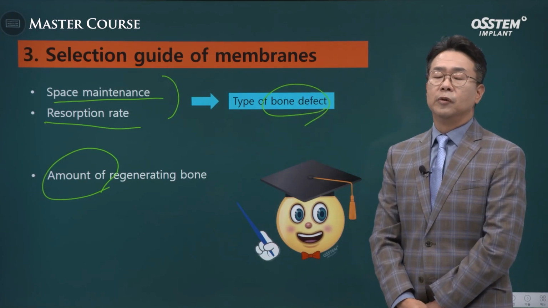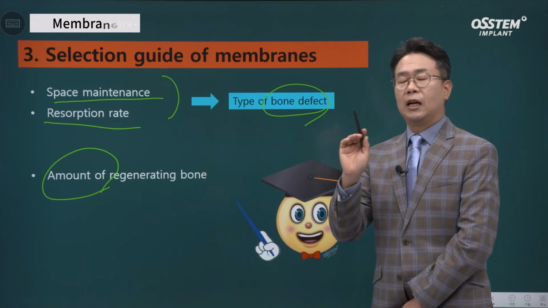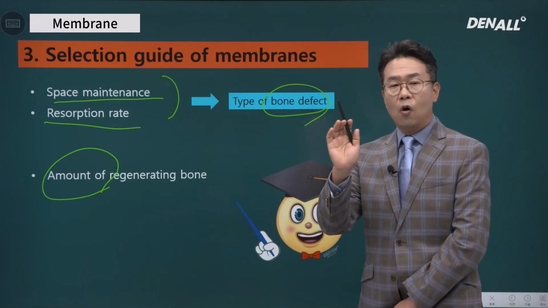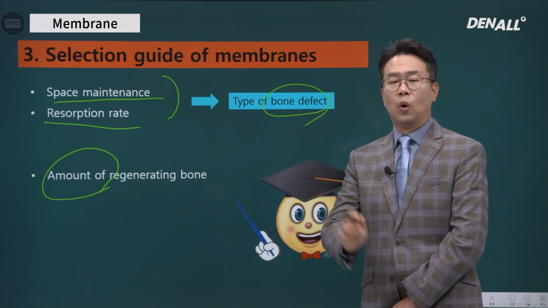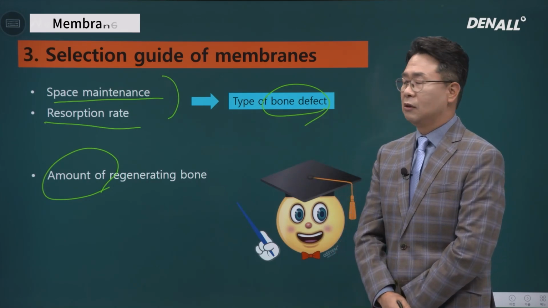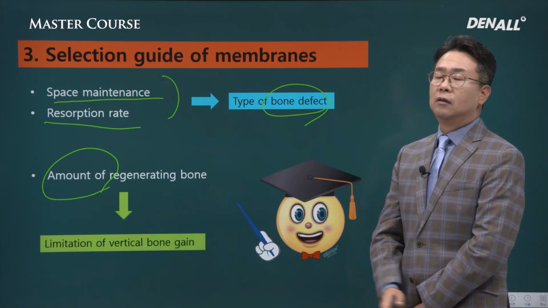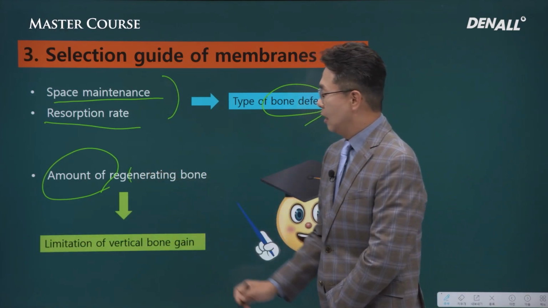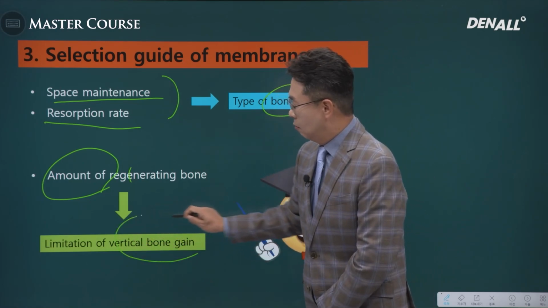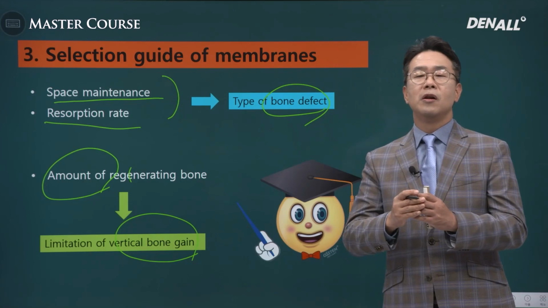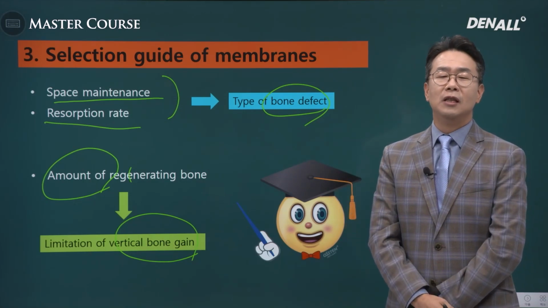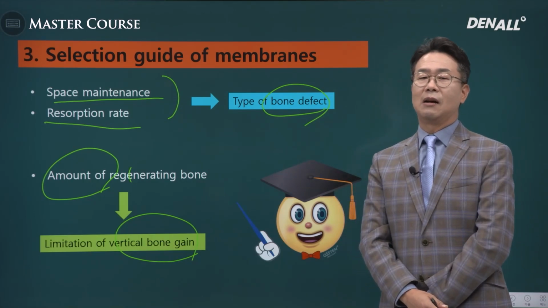We first need to understand the bone defect type, whether this is a vertical, horizontal, or composite defect. Following that type, we need to choose the right options for space maintenance and choose the material with the right resorption rate. Be it a vertical or horizontal defect, we need to understand how much bone regeneration we can achieve by using different types of membranes.